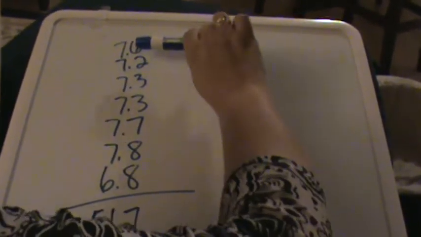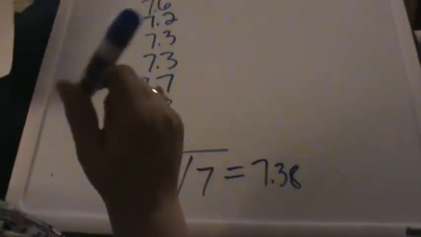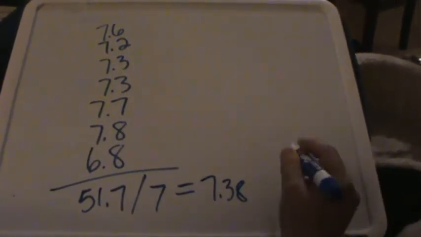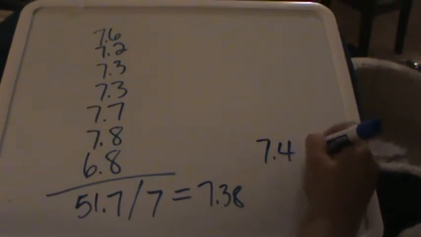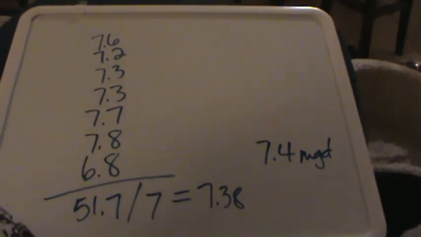7.2, 7.3, 7.3, 7.7, 7.8, 6.8. We add that up, we get 51.7. So we have to divide it by the number of entries we have, 1, 2, 3, 4, 5, 6, 7. So I divide that by 7 and I get 7.38. Now in this case, because you were given values that were to 1 decimal, I would also answer this in 1 decimal. Otherwise, I typically go to 2 decimals. So my answer for this would be 7.4 million gallons per day average for that 7-day period.